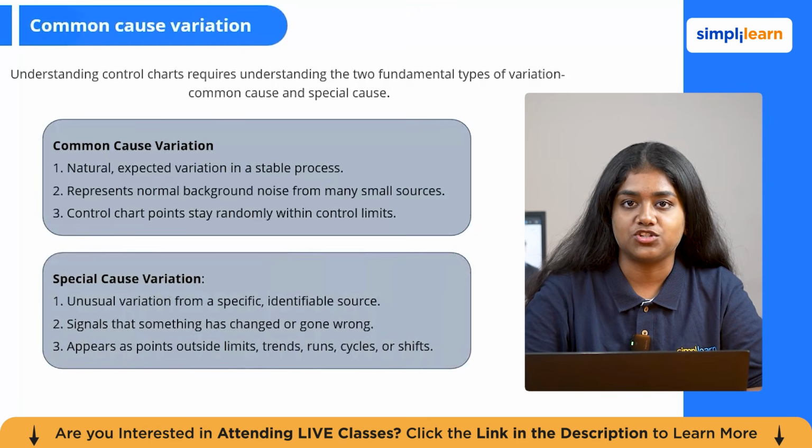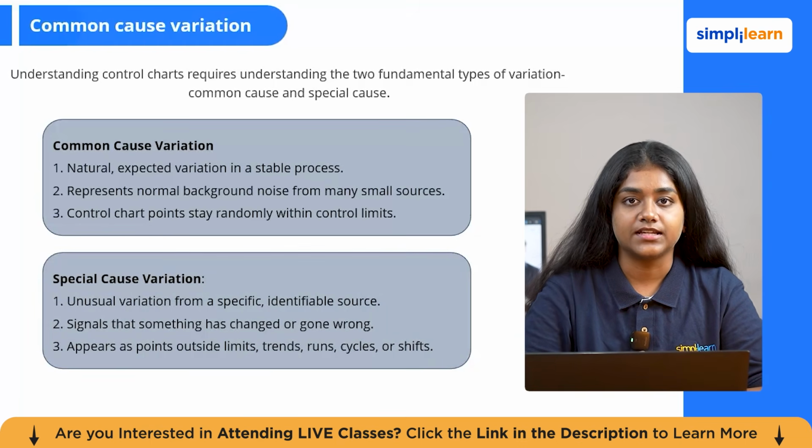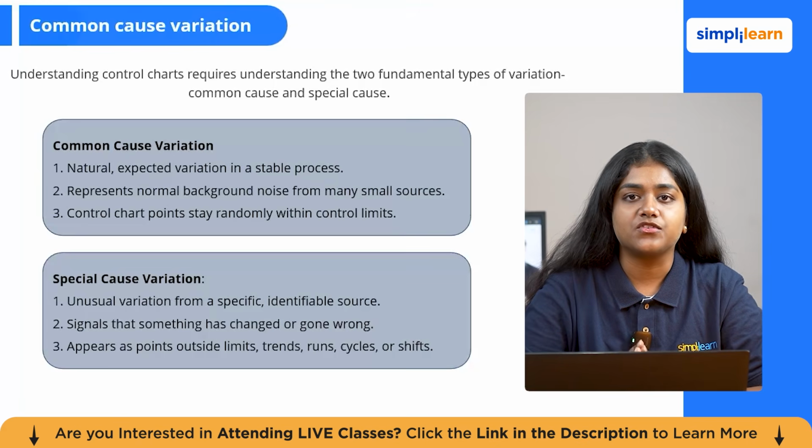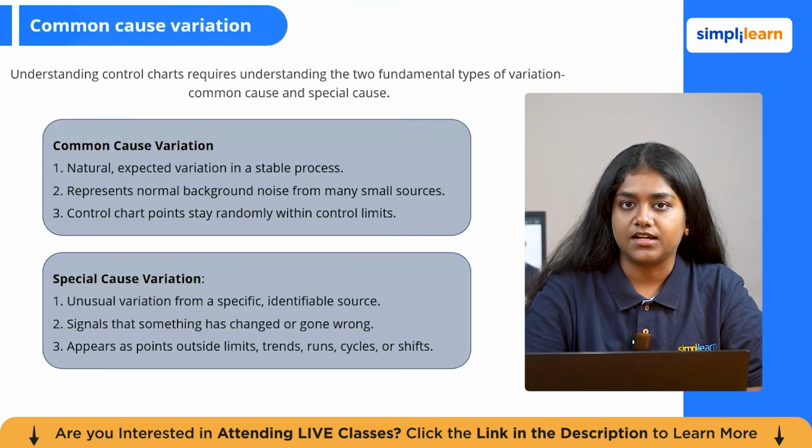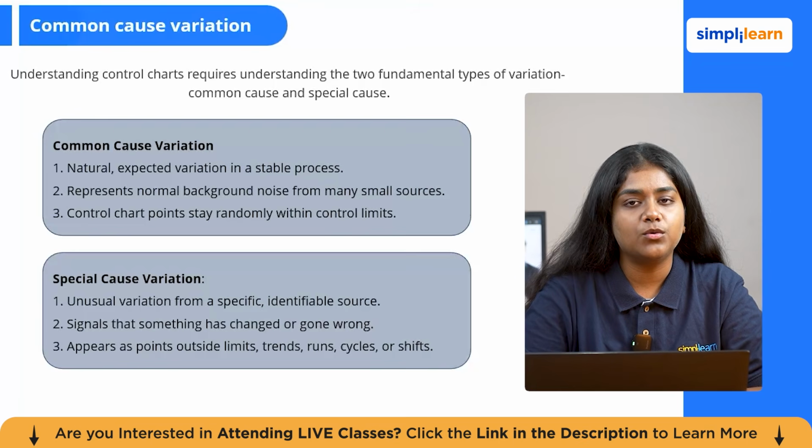Next is special cause variation. This is also called assignable cause variation, that is something different. It's a signal. It represents variation that comes from a specific identifiable source, that is something that has changed, broken, or gone wrong. When a special cause is detected, the appropriate response is to stop and investigate. Find the assignable cause, fix it, remove it from the system.